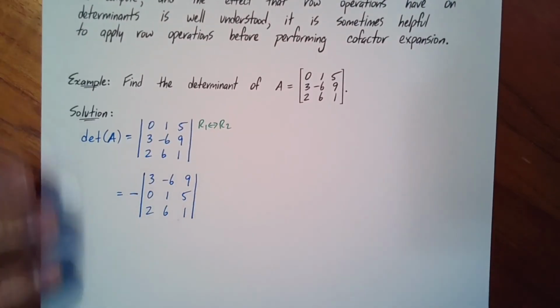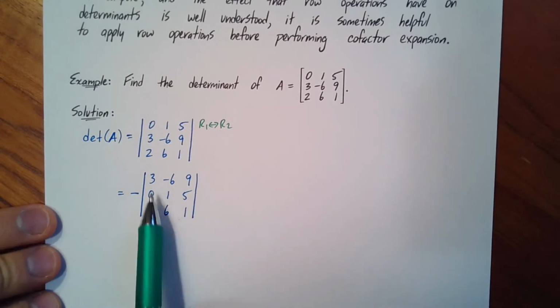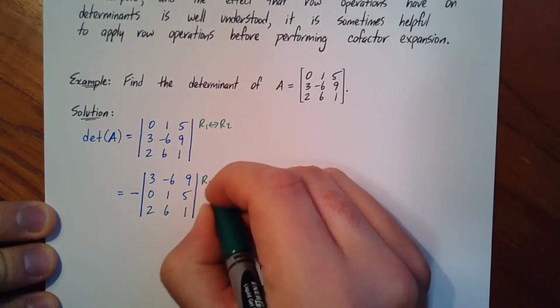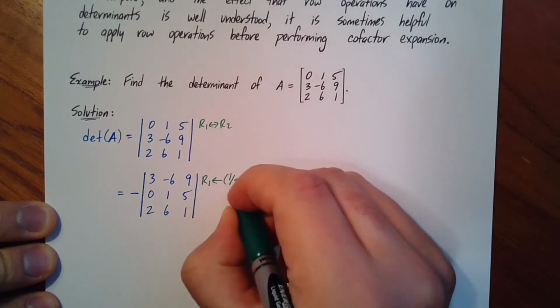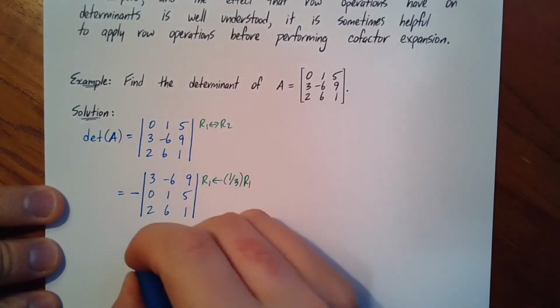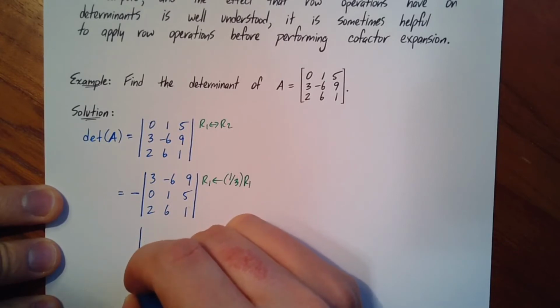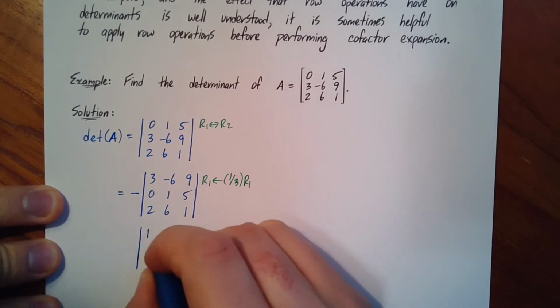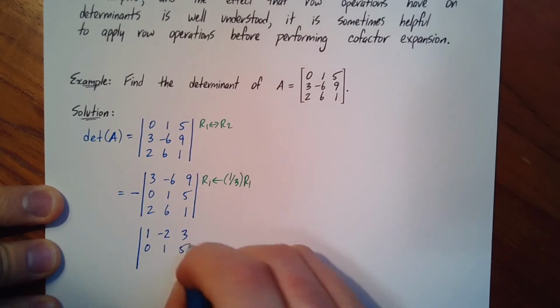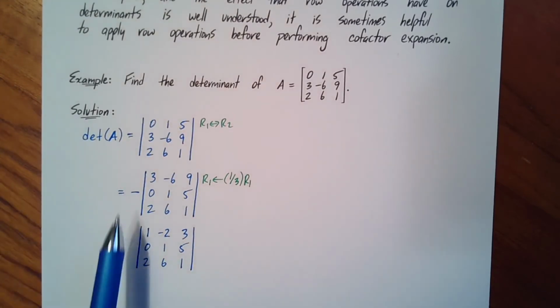Okay, well now what? Let's keep doing row operations. Well now we can simplify things by multiplying row 1 by 1/3. How about that? So we'll take row 1 and multiply it by 1/3. And that's going to have the effect of introducing a 1 in the top left corner. So I'm going to go ahead and put that there. So we're going to have 1, -2, 3, 0, 1, 5, 2, 6, and 1. So now we still have the negative out front, but what else changed here?